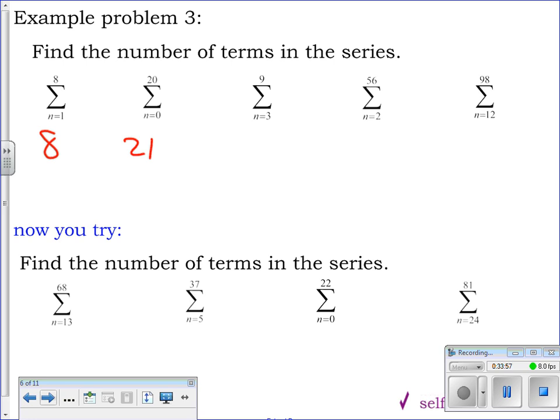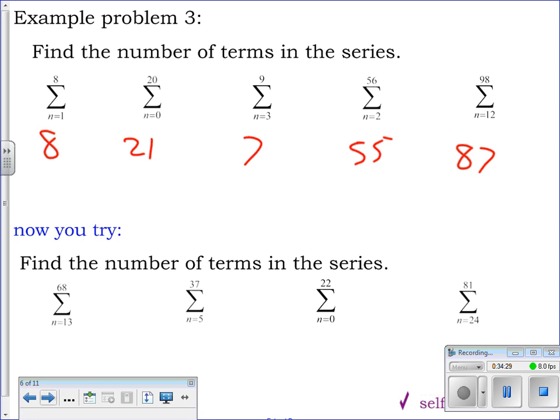7. And if you look at the previous ones that did that, 8 minus 1 is 7 plus 1 is 8. 20 minus 0 is 20 plus 1 is 21. Top one minus the bottom one plus 1. 56 minus 2 is 54 plus 1, 55. 98 minus 12 is 86. 86 plus 1 is 87 terms.